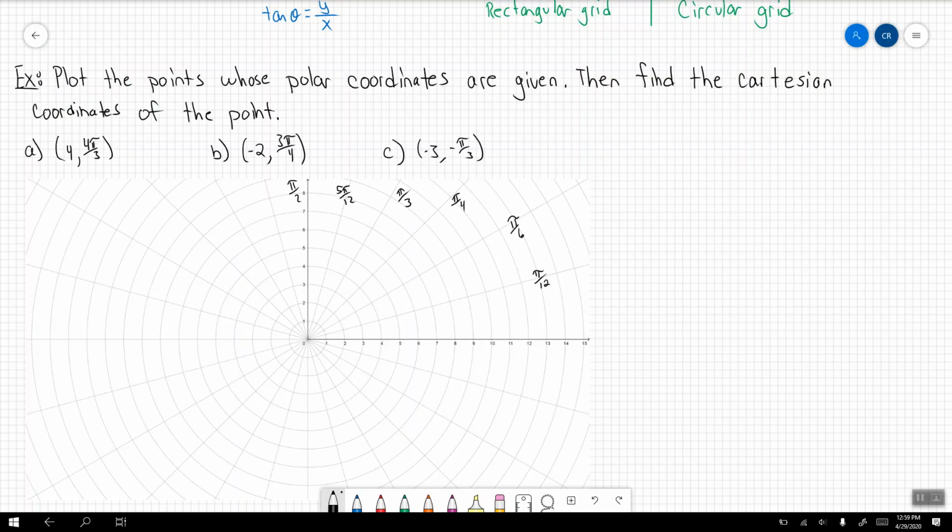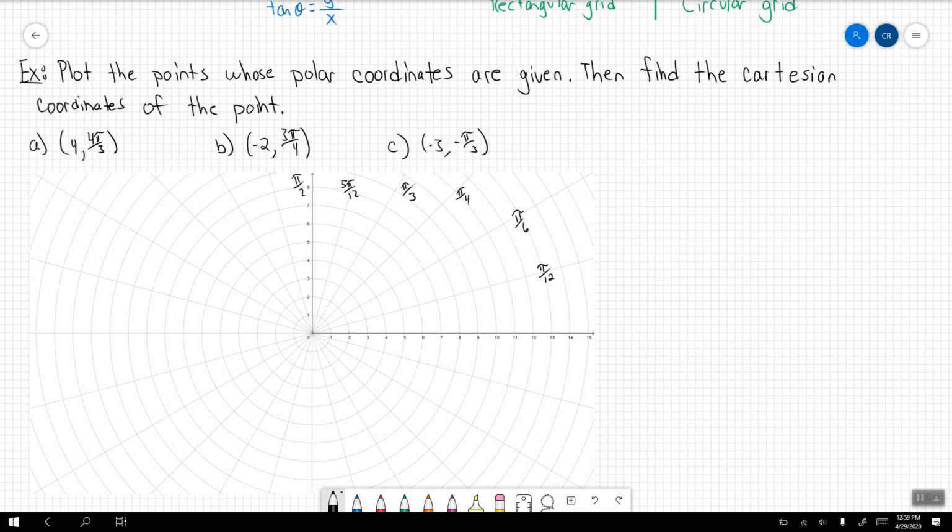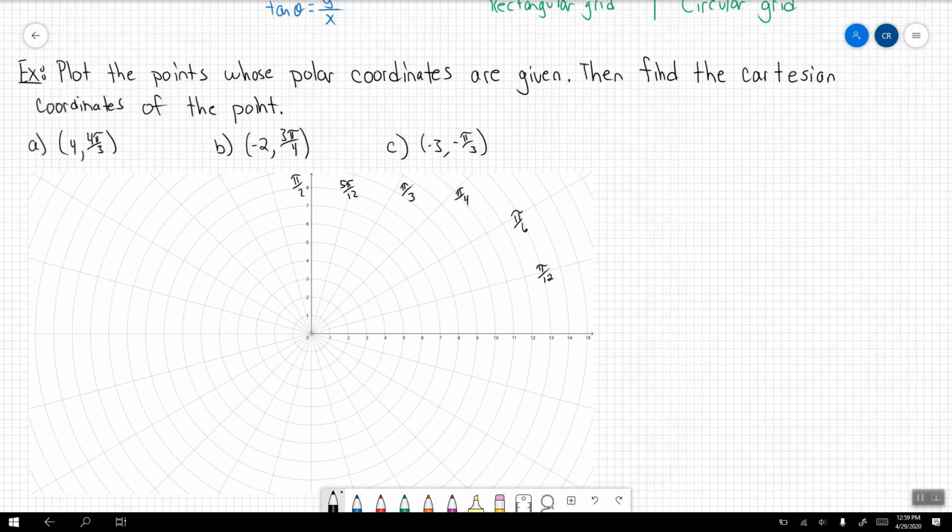Alright, so here we are. Now what we're going to do in this particular case is work on this example. This example says that we want to plot the points whose polar coordinates are given, and then we want to find the Cartesian coordinates of that point.